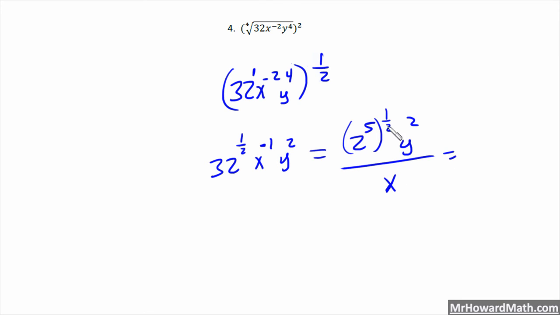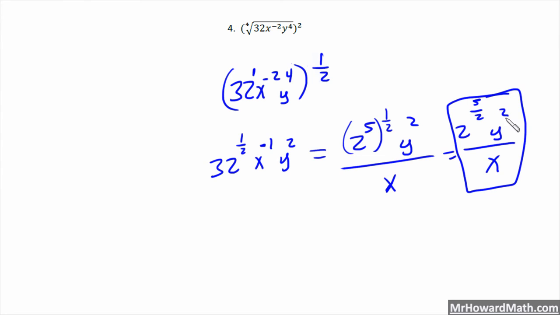One last step, outside to inside here, we'll make that 2 to the 5/2 and y squared all over x. So we multiplied outside to inside, 5 times 1/2, 5/2. That's what they're looking for you to do instead of leaving this as 32 to the 1/2 power. Okay, they want the smallest base possible. That's why we had to do that. So that would be the final answer there.